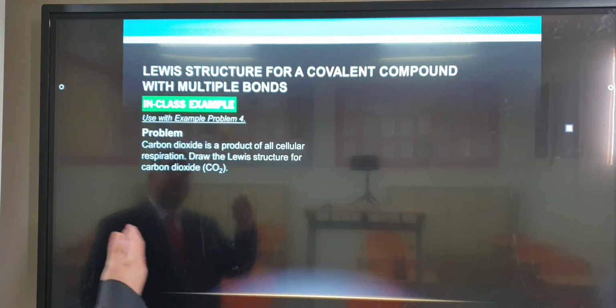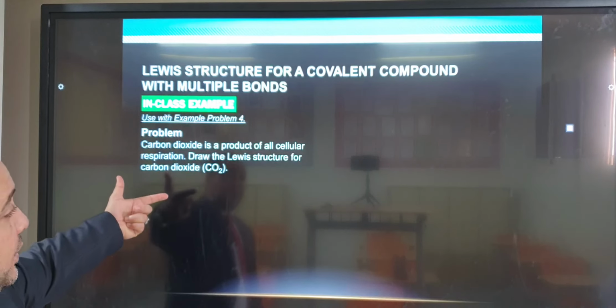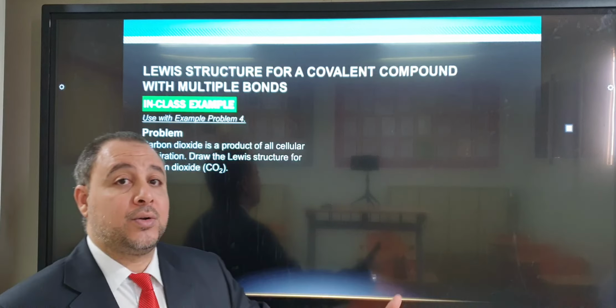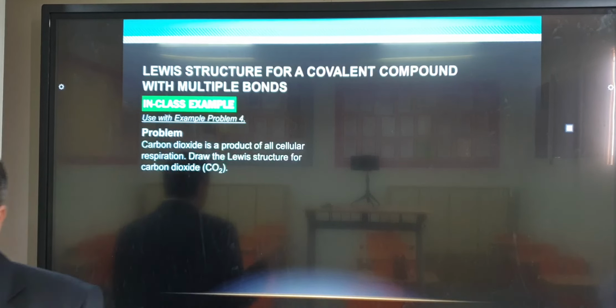Okay, in this slide, can you think about carbon dioxide? We are going to begin with this example in the next session, inshallah.